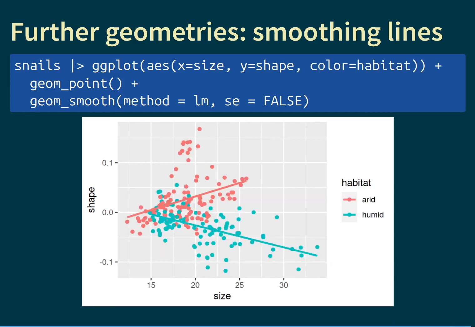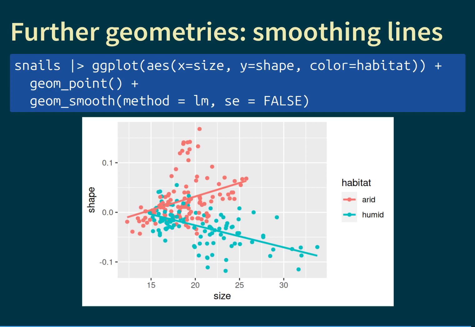If we just specify the color aesthetic as being equal to habitat, that will automatically apply to both geometries. So in other words, both geom_point will be affected by that aesthetic, and you can see that because the points are now either red or turquoise, depending on whether they belong in the arid or humid regions. But also geom_smooth is affected by the color equals habitat aesthetic, which means that there is a separate smoothing line fit to the arid and humid regions.